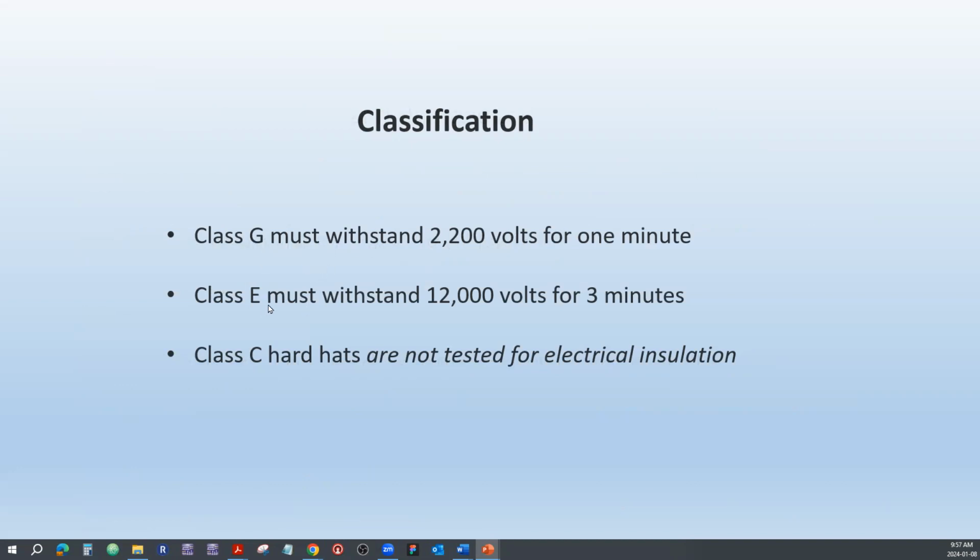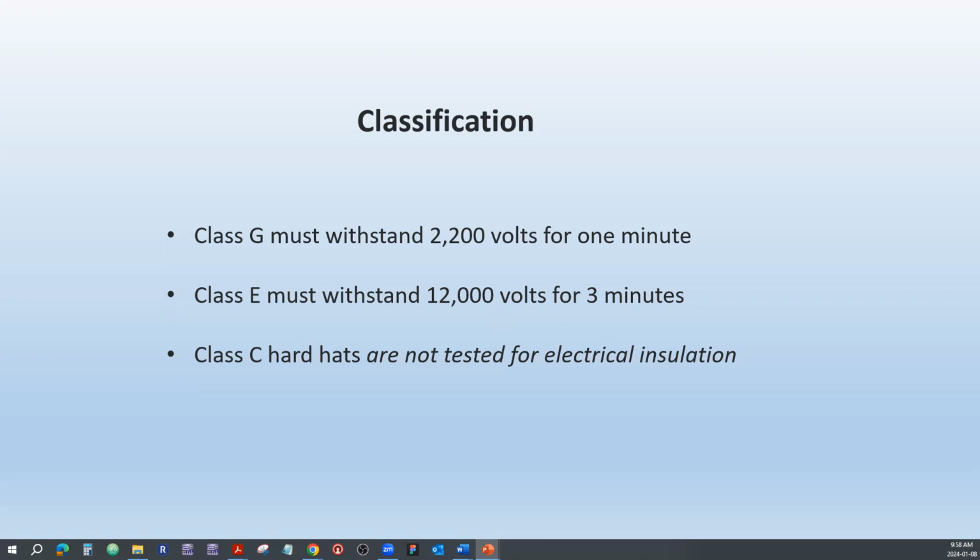Classification. There you go. Class G, Class E, see? Class E and Class C. That's the one that we need. If you go to pretty much any hardware store, you get a hard hat, most likely it will be Class E anyways. You look underneath there and some of the indented print branding is going to say Class E, which means it must withstand 12,000 volts for 3 minutes. That's the electrical specification for Class E. So that's what we're interested in.